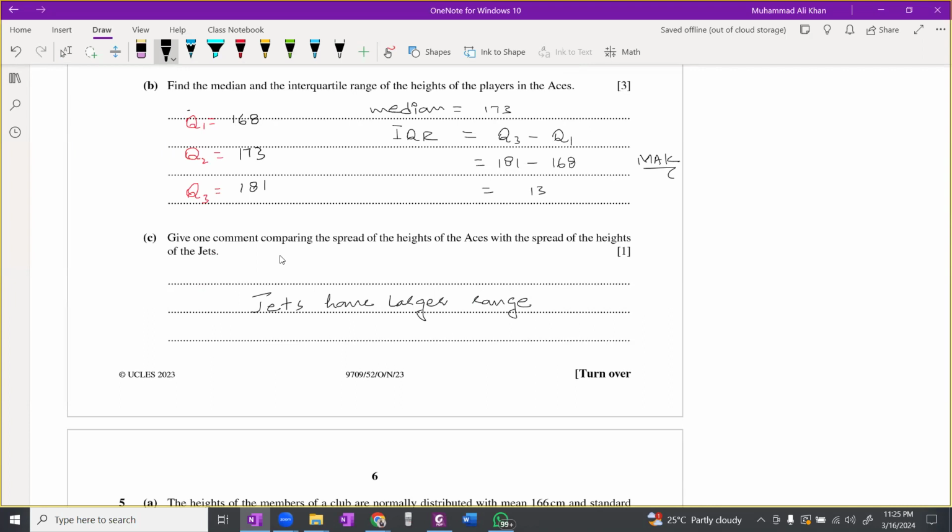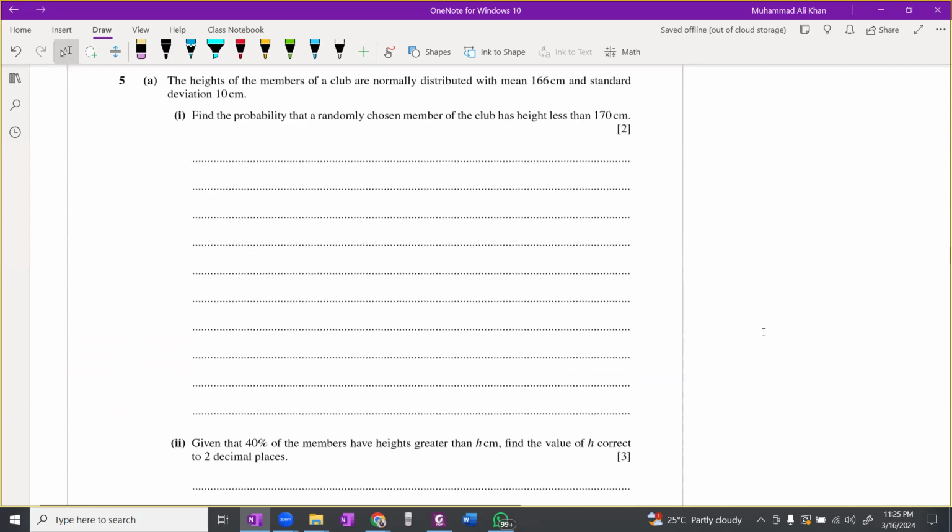Now, this is your question number 4. After the question number 4, question number 5 is the height of the members of a club are normally distributed. Again, the question of normal distribution. With mean 166, standard deviation 10, find the probability that a randomly chosen member of the club has height less than 170. Now again, we have to make a normal curve. Normal curve बना लिया करें, बहुत easily question solve हो जाएगा.